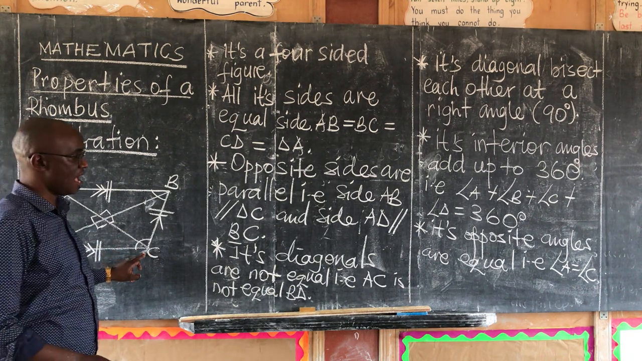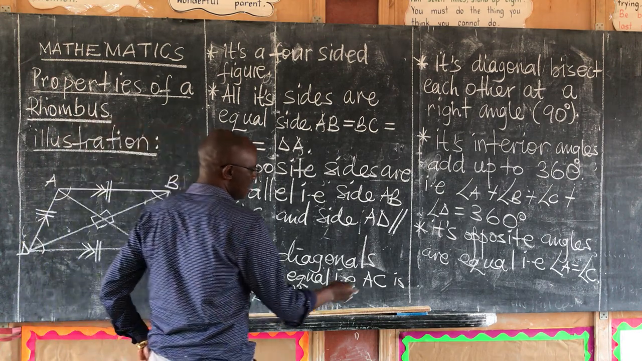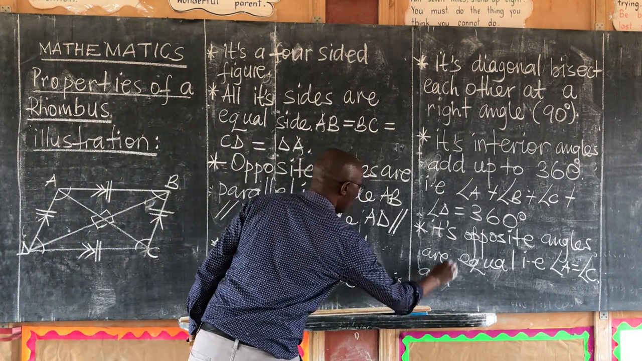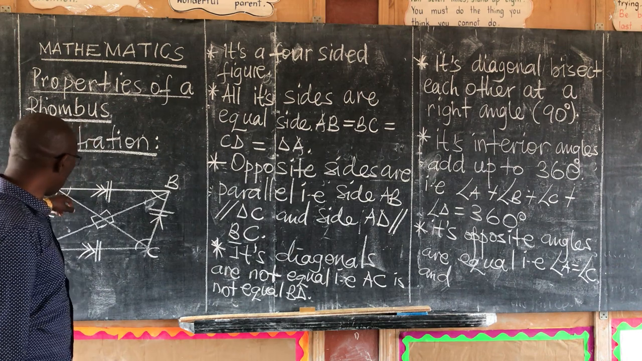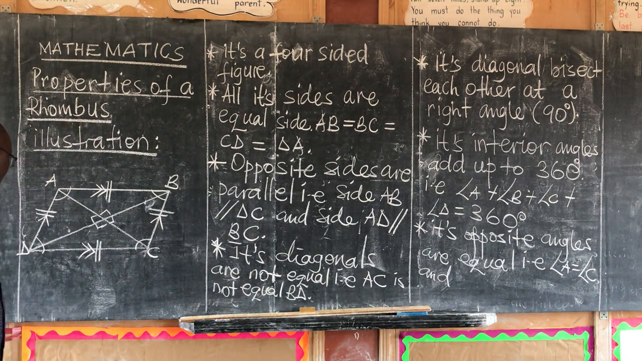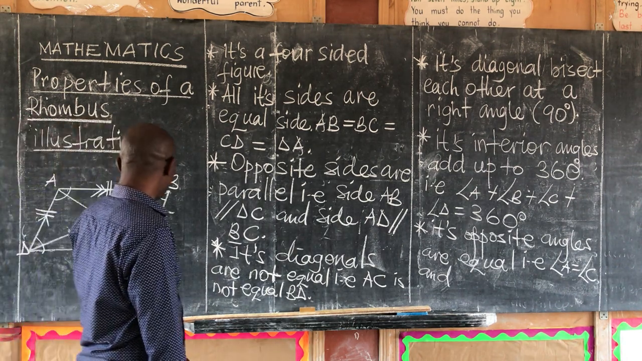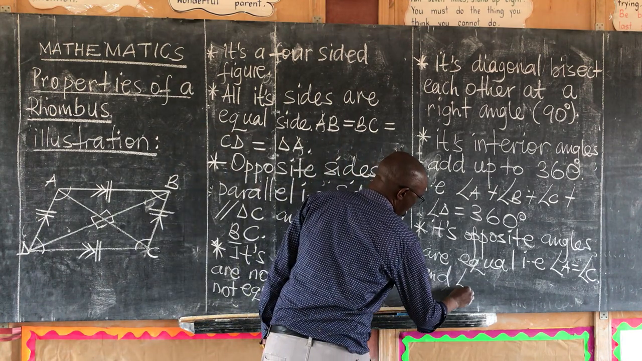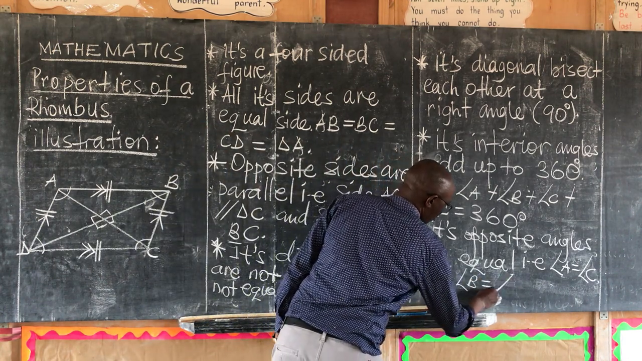Opposite angles are equal. You are saying angle A is equal to angle C, and angle B is also equal to angle D.